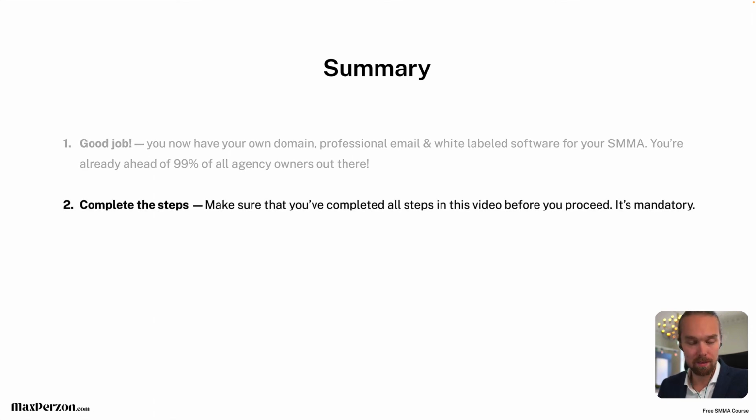So, summary number 2, complete the steps. Make sure that you've completed all the steps in this video before you proceed. It's mandatory. If you skip around or jump ahead, or if you just watch these videos without taking action, nothing is going to happen in your life. So if you're that person who's going through this course and you haven't implemented anything, you haven't signed up with High Level, go back, take action, sign up to High Level, and go through these videos. Because you can change your life with this information.